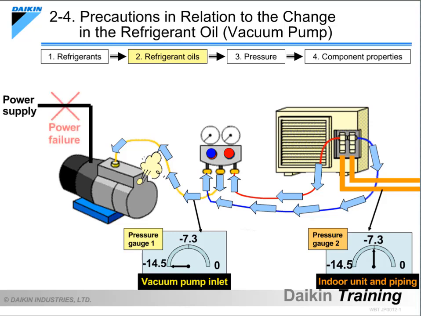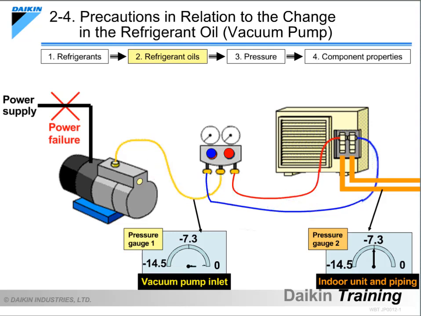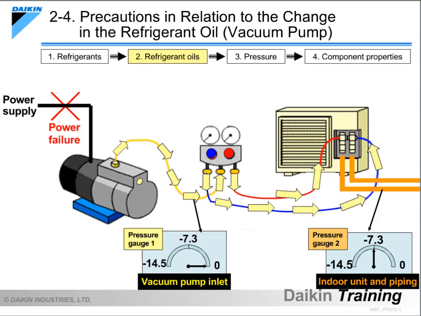If problems such as a power failure occur while the vacuum pump is on, shutting it down, the pressure of the pump inlet instantly returns to zero. However, the inside of the air conditioner and piping is still maintained at minus 7.3, causing air backflow. The mineral oil in the vacuum pump also backflows along with the air, inevitably getting into the piping and the inside of the air conditioner.